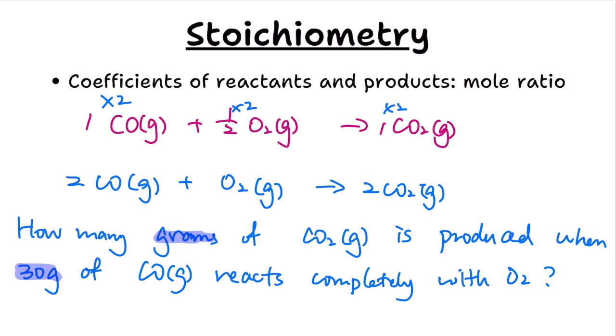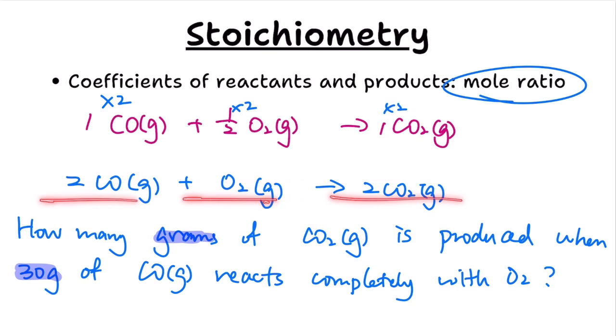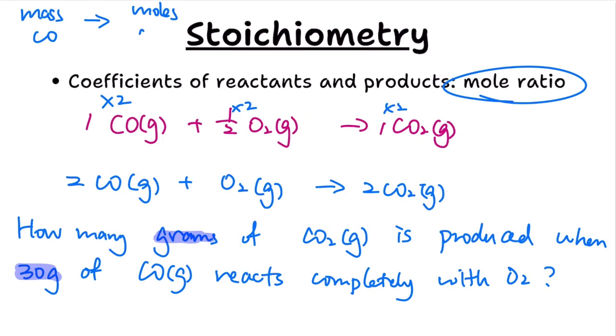What's really important here is there is no way for us to convert between mass and mass. We can only convert between the mole ratio. We can convert between the mole ratio of the reactants and the products. So given the mass of the carbon monoxide, which is the reactant, I will have to convert the mass of the carbon monoxide into number of moles of the carbon monoxide, and then convert it to the moles of the carbon dioxide, and then convert it back to the mass of the carbon dioxide.